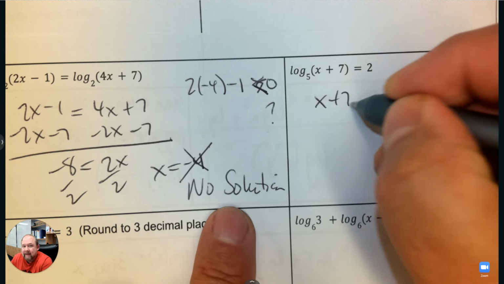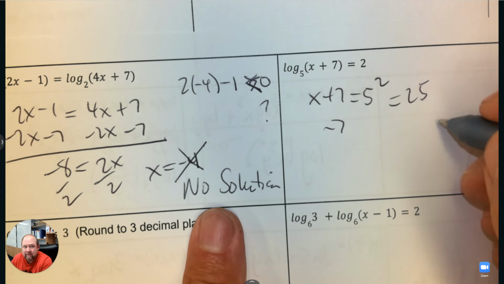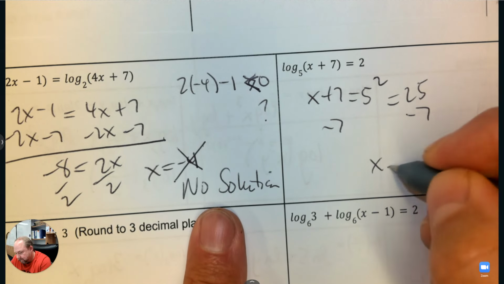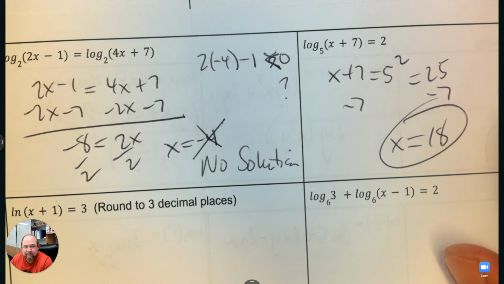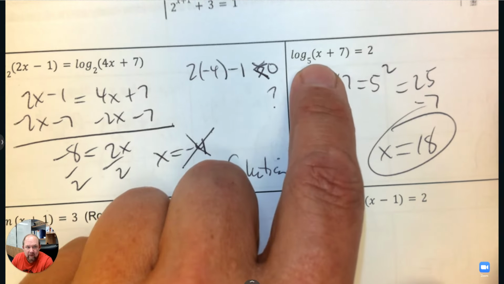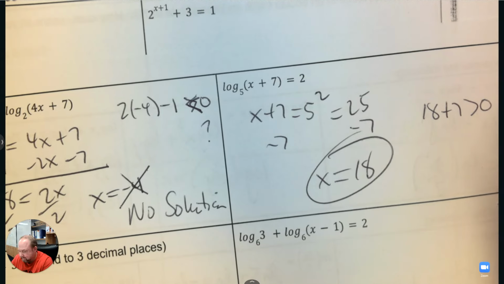All right. The answer, the base, the exponent, 5 squared is 25. Subtract 7, and you have your answer. You should try every question and then press play. And then 18, we know, is a valid answer. We know that 18 plus 7 is greater than 0.